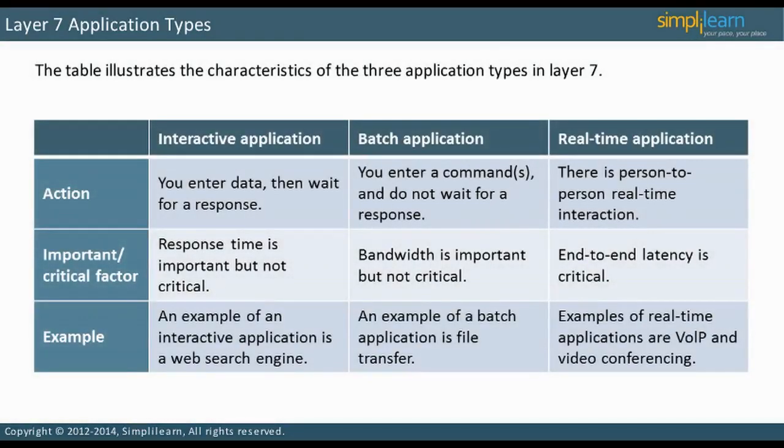The table on the slide illustrates the characteristics of the three application types in Layer 7. Layer 7 of the OSI model is the application layer. Let us first look at the three types of applications. They are interactive, batch, and real-time.